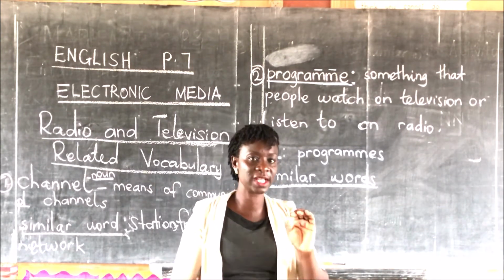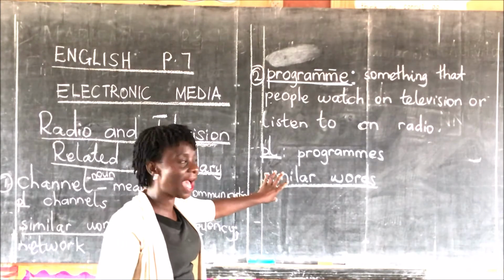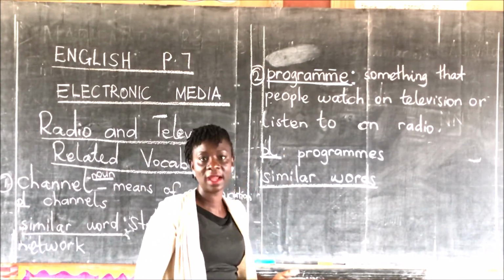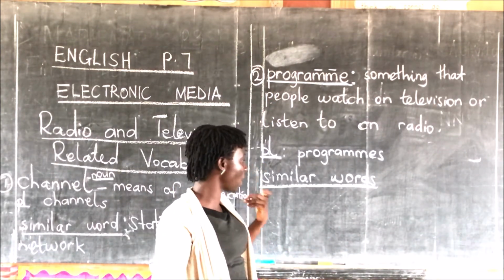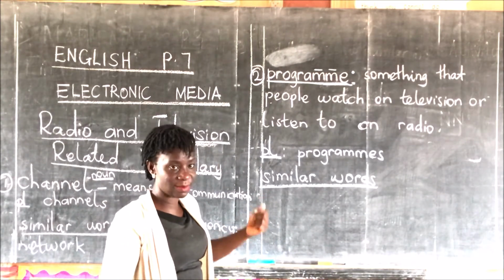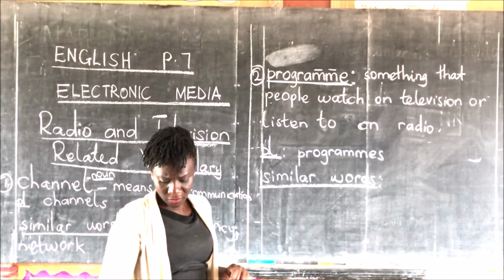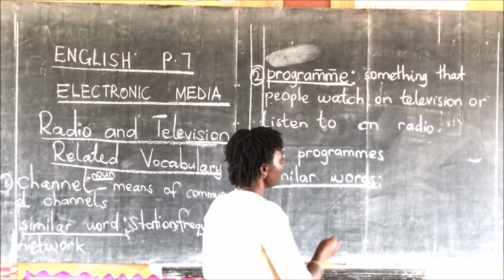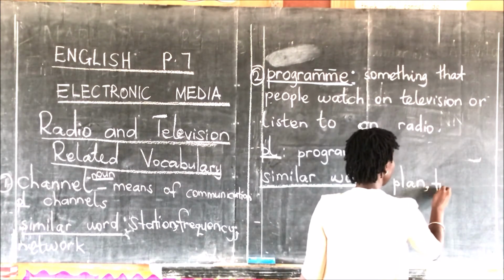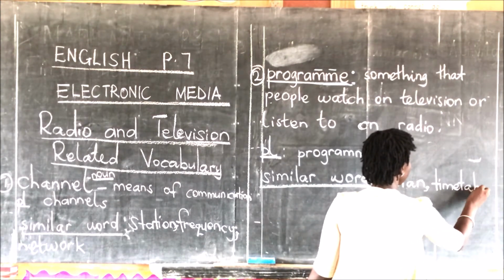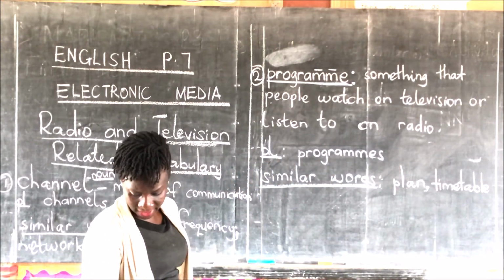The thesaurus will not give you meanings of words, but it will give you other words which mean the same as that word. So when we are looking for similar words for a certain word, go to the thesaurus, look up that very word, and then the thesaurus will give you similar words to that word. But now, what are the similar words to the word program? A program may be a plan. It may be a timetable.